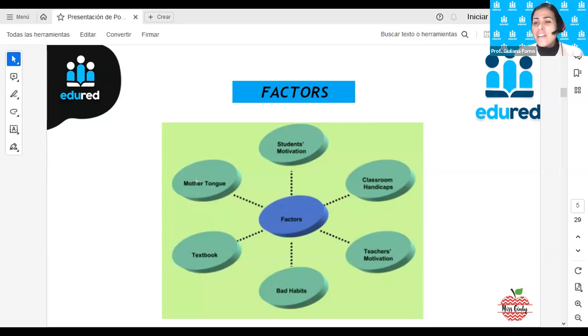And the main factor that is creating a very big issue for teachers teaching English is the mother language. Because what do you think? Tell me in the chat, what's the average age for young learners to start talking in their mother language?